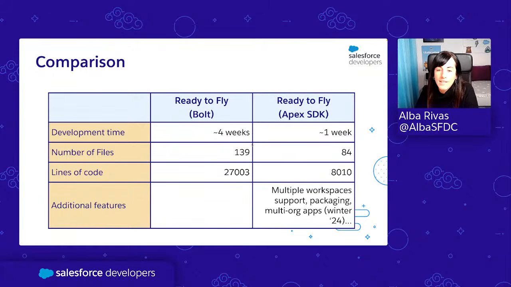Then the number of files and the number of lines of code that both apps have are quite different. So look here, from 27,000 lines of code to 8,000 lines of code. And in addition, in the Bolt version, we didn't implement some features. I mean, it was not an app that was meant to be production ready, so we didn't implement support for multiple workspaces. We didn't implement packaging. Packaging works in the Apex SDK for Slack, and of course you cannot work with multiple orgs, while with the Apex SDK you will be able to do that.